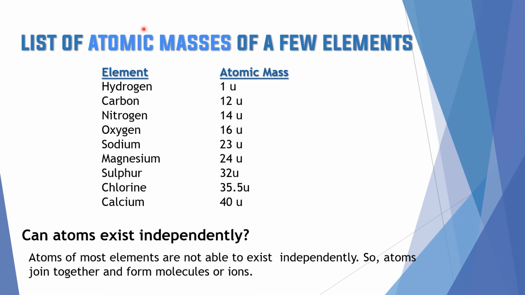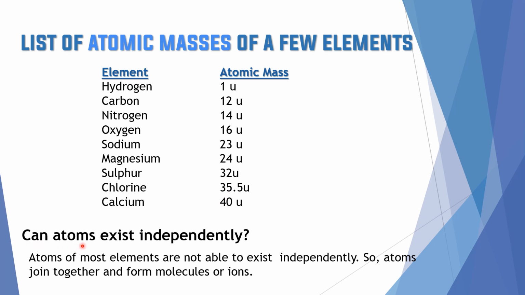List of atomic masses of a few elements. Hydrogen, 1 u. So u is the unit of atomic mass. Hydrogen 1 u, carbon 12 u, nitrogen 14 u, oxygen 16 u, sodium 23 u, magnesium 24 u, sulfur 32 u, chlorine 35.5 u, and calcium 40 u. These atomic masses you have to learn by heart. These are a few elements, and their atomic masses you have to learn by heart.